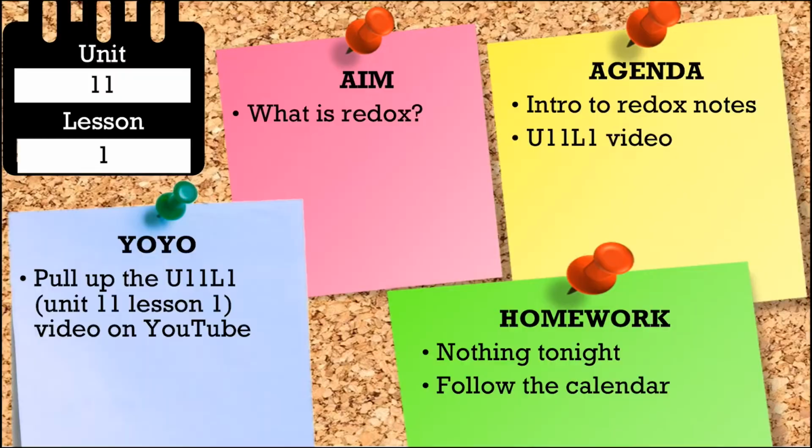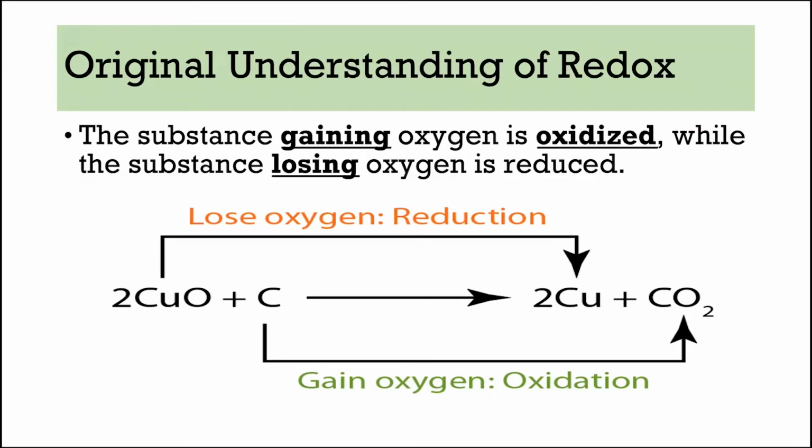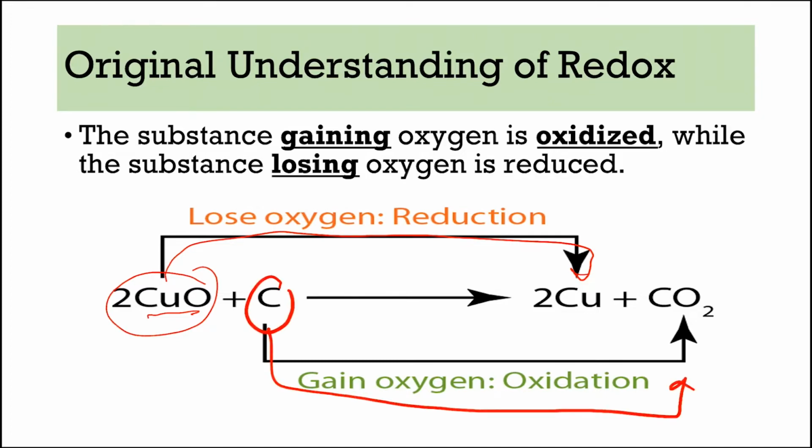Okay, so getting started. Figuring out what redox is. All of this depends on what's happening to electrons, essentially. So in this picture, we have CuO. Here, this copper loses an oxygen, and we say that's reduction. And then this carbon gains an O, and we call that oxidation. So that's where the term comes into play, but the definition we're going to be working with focuses more on electrons in general, not just oxygen.